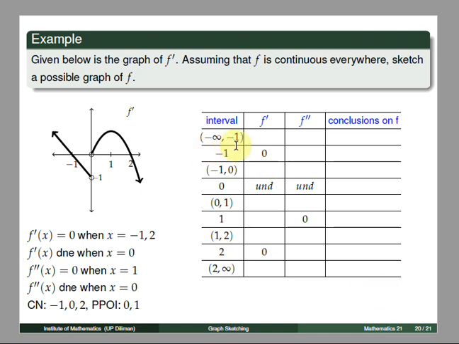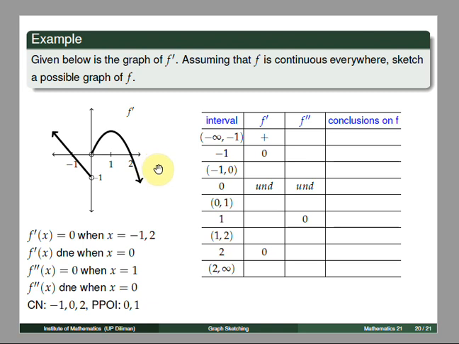From -infinity to -1, our f prime is positive. Why? So let's look at the graph. It's from the left of negative 1. As you can see here, the graph of f prime is above the x-axis. Since it is above the x-axis, we have positive values of f prime, and hence we have a positive sign here. So you check the graph. If it's above the x-axis, it's positive. If it's below the x-axis, the value of f prime is negative.